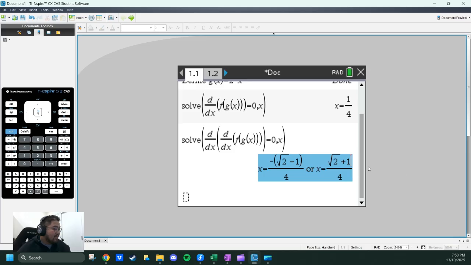So you can see we've got two answers here. We've got the negative component and we've got the positive component. Now, keeping in mind root 2 is about 1.4, 1.4 plus 1 is 2.4.